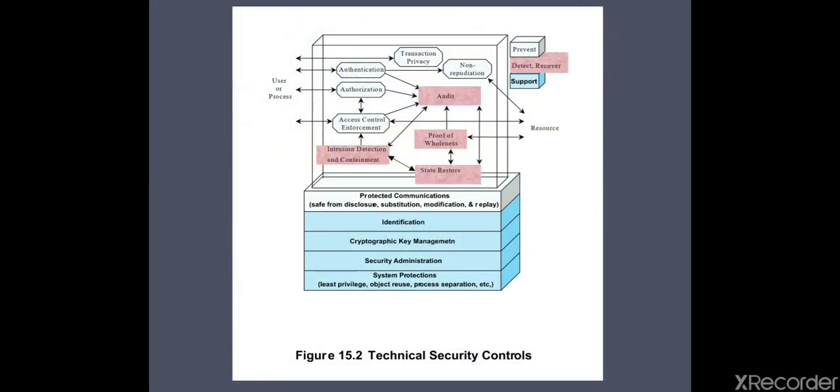Okay, so these are some examples of technical security controls. They can come from any type of these or others. It can be authentication, it can be access control, it can be backups for data restoring, it can be an intrusion detection system, it can be imposing or applying cryptographic key management, and so on.